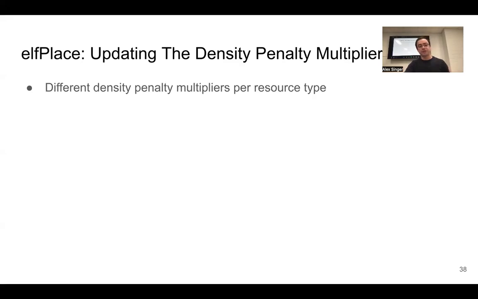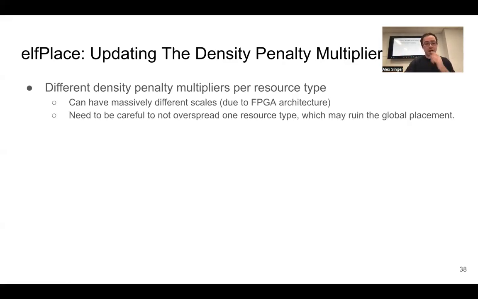So the density penalty factor needs to change depending on the resource type. We have different density multipliers per resource type, and these can have massively different scales just due to the FPGA architecture. There are more RAMs than there are LUTs, there's more LUTs than there are RAMs, for example. The RAMs are bigger though, so it's hard to really say. And we need to be careful not to overspread one resource type, which may ruin the global placement. If I only had one lambda and one thing was super dense, all the others would just start scattering, which is going to destroy your global placement.